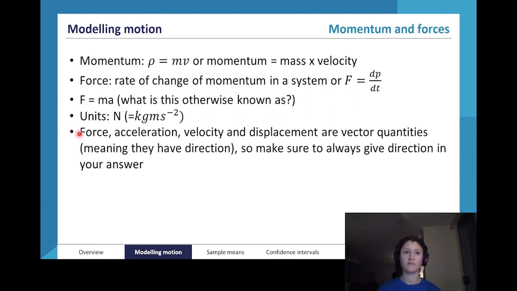So, force, acceleration, velocity, and displacement are vector quantities, which means they have direction as well as magnitude. So make sure you always give direction in your answer. This is really important. It's really easy to forget direction, especially if it's not something where you need to find an angle. If it's just upwards or downwards, make sure you still write that. And then make sure, of course, if you're finding a vector quantity, that if you need to find an angle direction or a bearing or something along those lines, make sure you find that too, because otherwise you'll lose a decent chunk of marks out of the question for that.